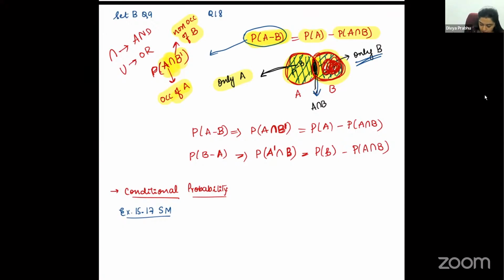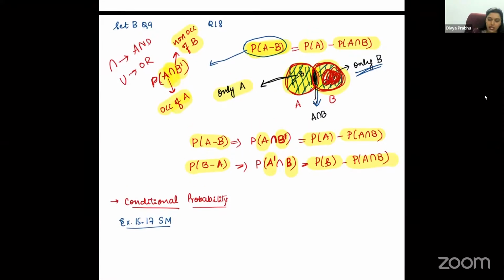P of A minus B also means only A. Only A means only A will occur, B will not occur. Correct? The formula is P of A minus P of A intersection B. Similarly, B minus A means only B. Only B means B will occur, A will not occur. That is P of B minus P of A intersection B. Clear? This is very, very, very important. Write this down if you want, which is these two lines. Okay, and this you write: intersection means and, union means or. And then we'll solve one question on this.